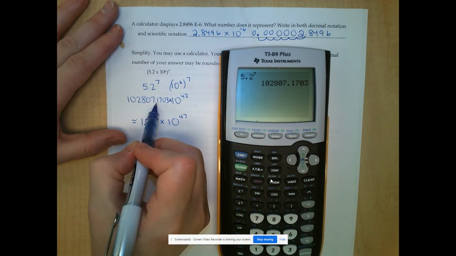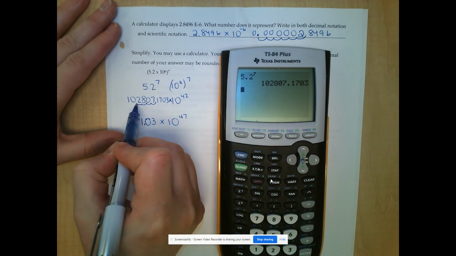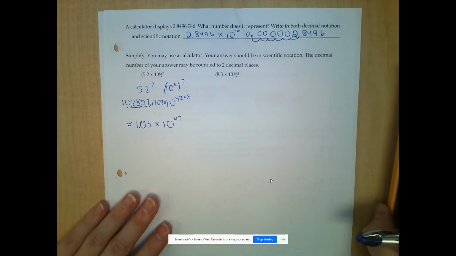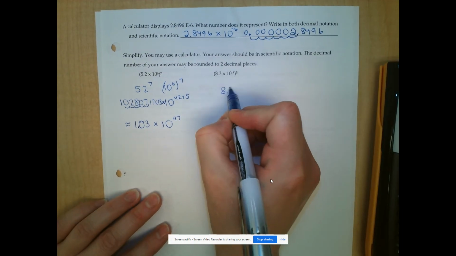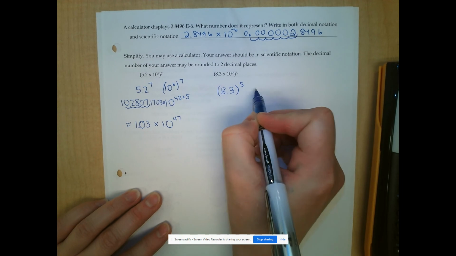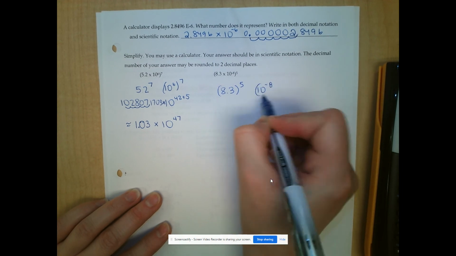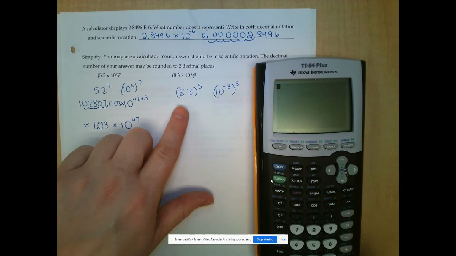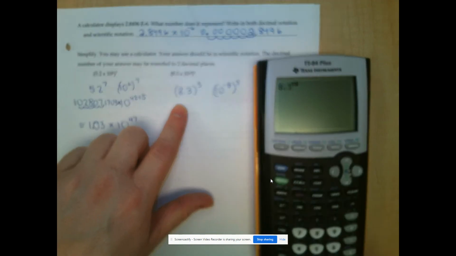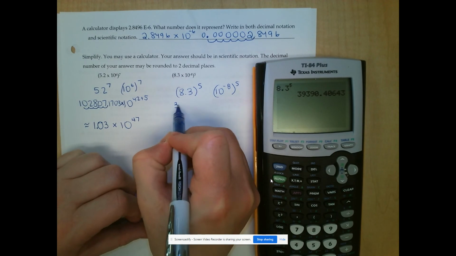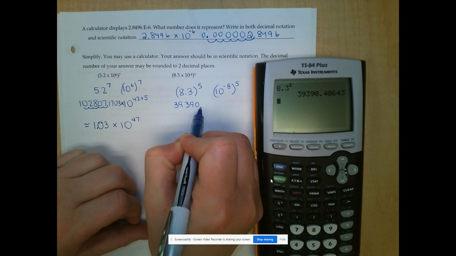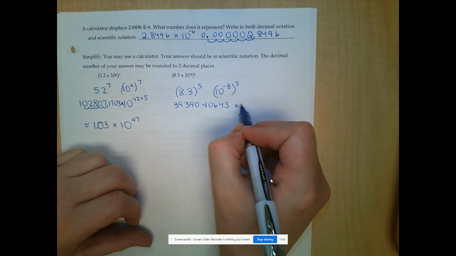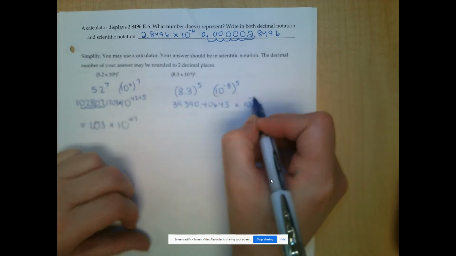So for those of you that were wondering what I did, 1, 2, 3, 4, 5, and I added 5 to the 42. The other one that's there, same idea. I've got to raise the 8.3 to the 5th. I also need the 10 to the negative 8 to the 5th. So if I use my calculator, 8.3 to the 5th power, that's going to be 39390.40643 times 10, multiply my exponents to the negative 40th.